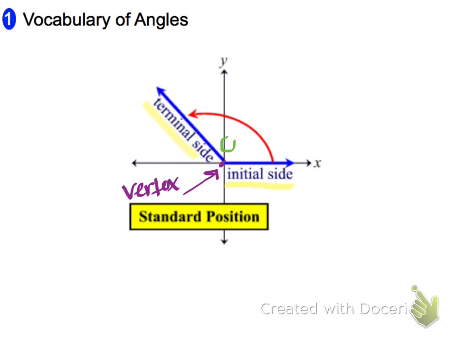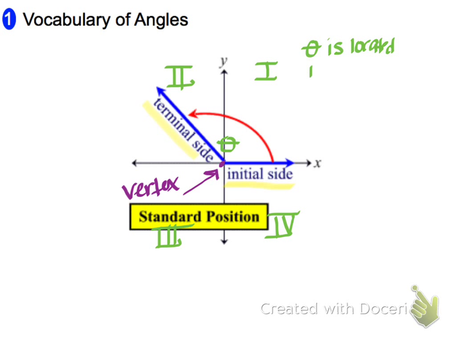And we like to name angles with Greek letters. So for example, I can call this angle theta. Now, the way that we name the location of angles is based on their terminal side. If we remember our quadrant numbers, 1, 2, 3, and 4, the angle theta, I would say, is located in quadrant 2. The reason theta is located in quadrant 2 is because its terminal side, or its ending side, is in quadrant 2. So that's why we say theta is located in quadrant 2 in this case.